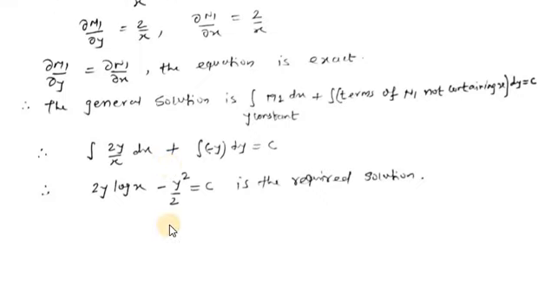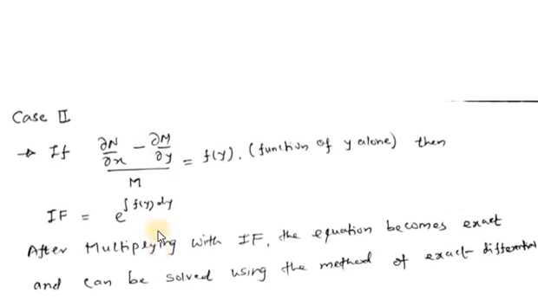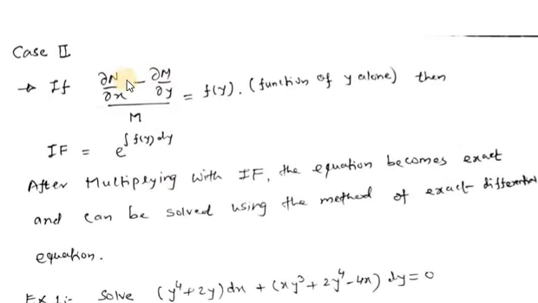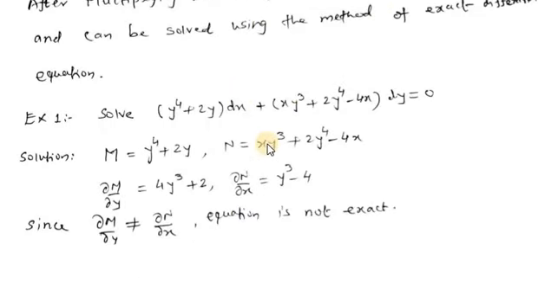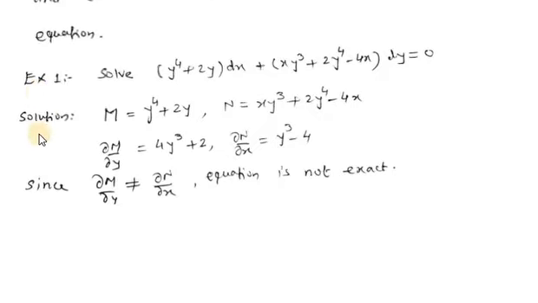Now we will see case number 2. Case number 2 is if (del N by del x minus del M by del y) upon M is function of y, then IF is e raised to integration f(y) dy. After multiplying with IF, the equation becomes exact and can be solved using the method of exact differential equation. I will explain you with the help of two examples.